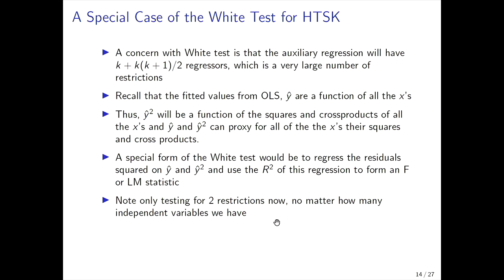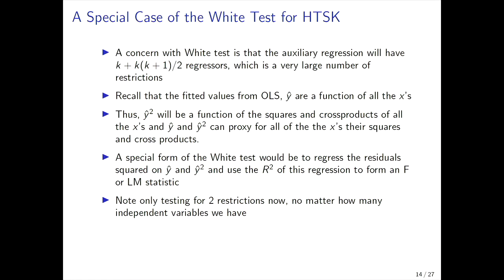So a problem with White's test is that if you have a large number of Xs in your linear regression model, you can end up with a large number of Zs. So if I've got five Xs, and they're going to be my Zs, then I'm going to have five Zs, then I'm going to have five more regressors because I'm including squares of each of the Zs, and then I have all the cross product terms.